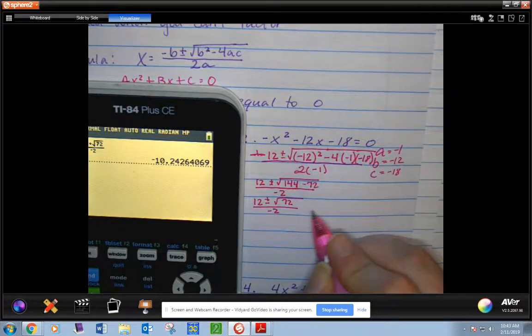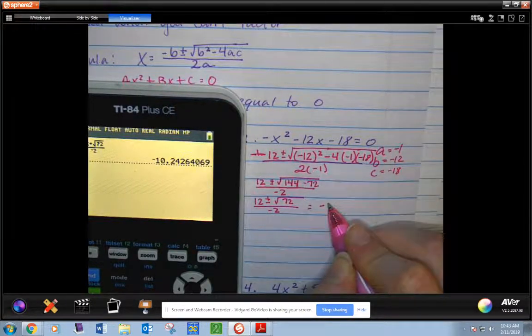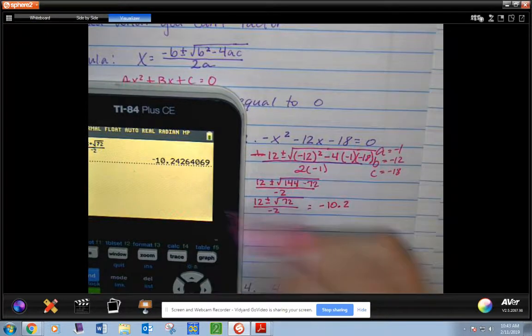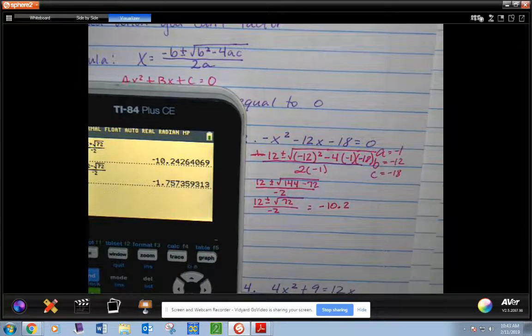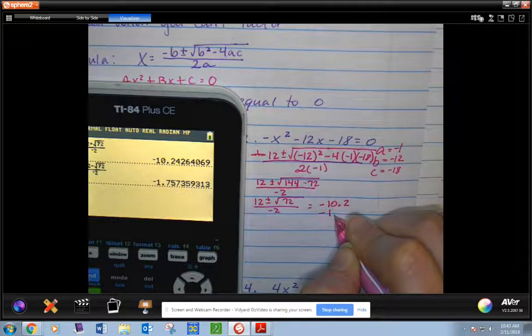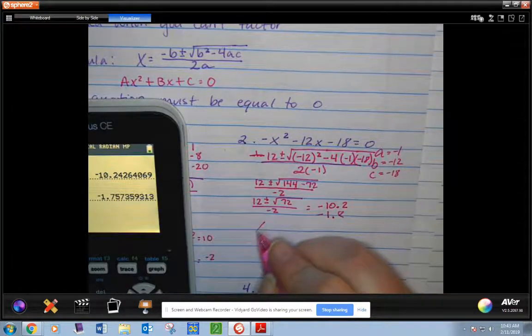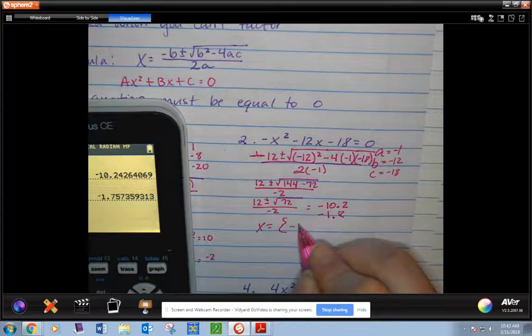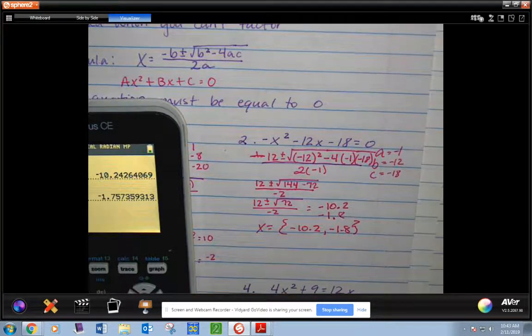You're going to hit enter, and you're going to have to give me a decimal this time, and I just want it to the tenths, which means one place, and that gives me negative 10.2 because the 4 does nothing to it. Now I have to do the minus problem, so I'm going to come back up here, go to the plus sign, change it to a minus, and hit enter, and that gives me negative 1 point, and this will round to an 8. So my answers for this problem are x equals negative 10.2 and negative 1.8.